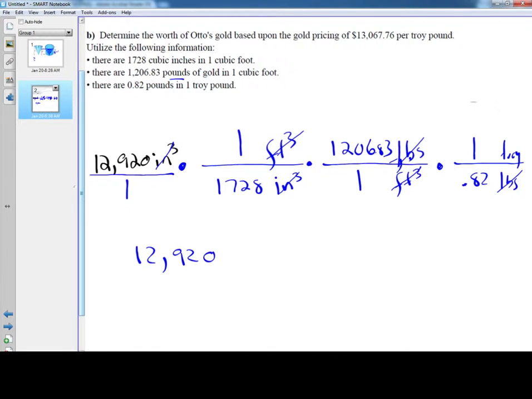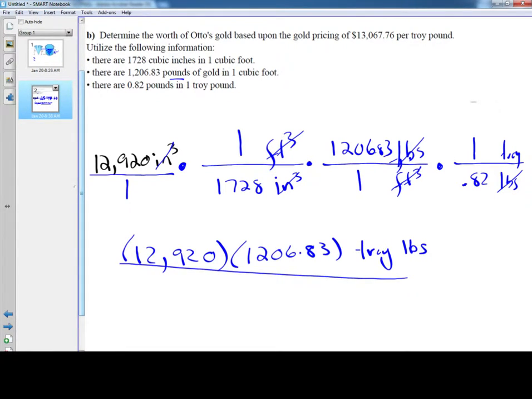So I've got this. Do I need to multiply by 1? No, I don't. Do I need to multiply by that 1206? Yeah. Definitely. So 1206.83. I don't need to multiply by 1, but I am left with troy pounds. So troy pounds. And I'm going to divide by, do I need to divide by 1? I do need to divide by 1728. I don't need to divide by 1, and I do need to divide by the 0.82. So there it is. That's a lot.